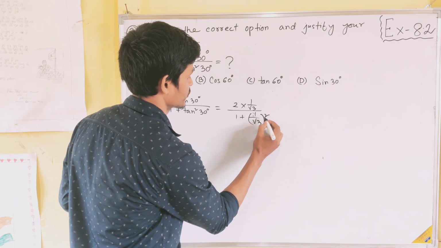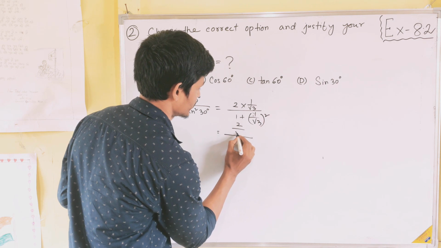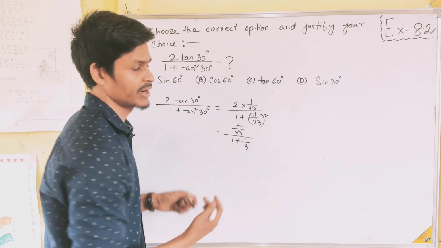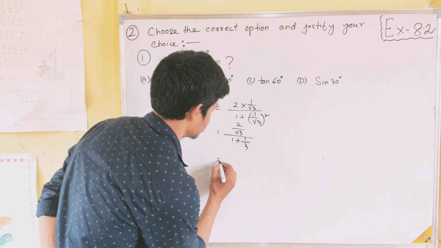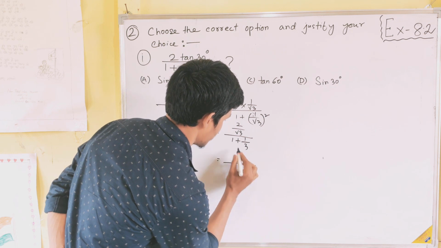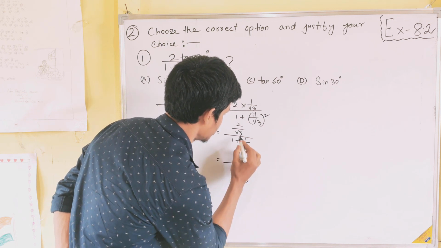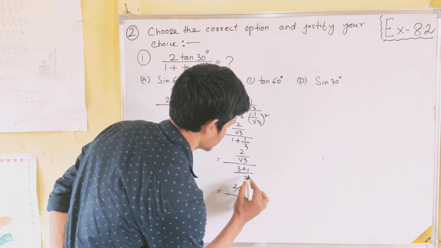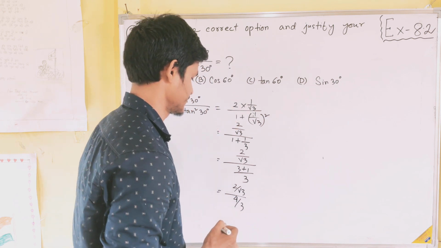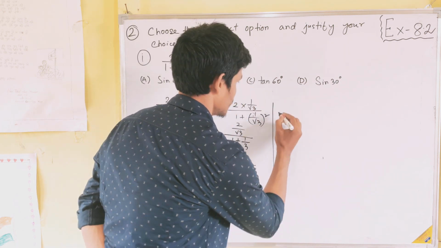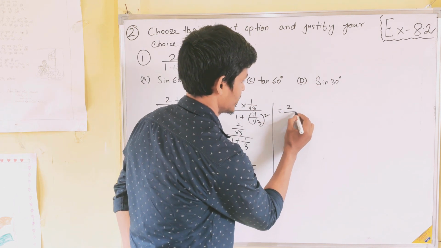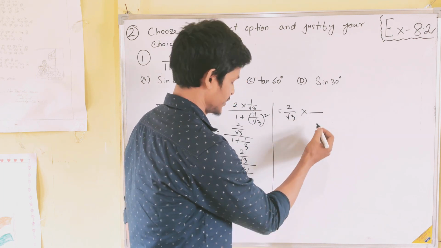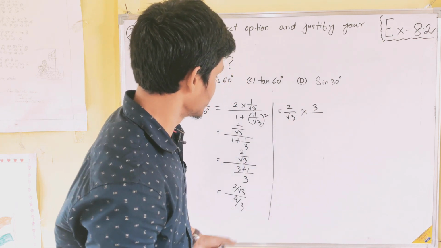So the numerator is 2 by root 3, and in the denominator 1 plus 1 by 3, because 1 square is 1 and root 3 square is 3. Now take the LCM: 3 ones are 3, plus 1, so 4 by 3. So we have 2 by root 3 divided by 4 by 3. If you multiply, you have to invert the denominator, so 3 goes to the numerator and 4 comes to the denominator.